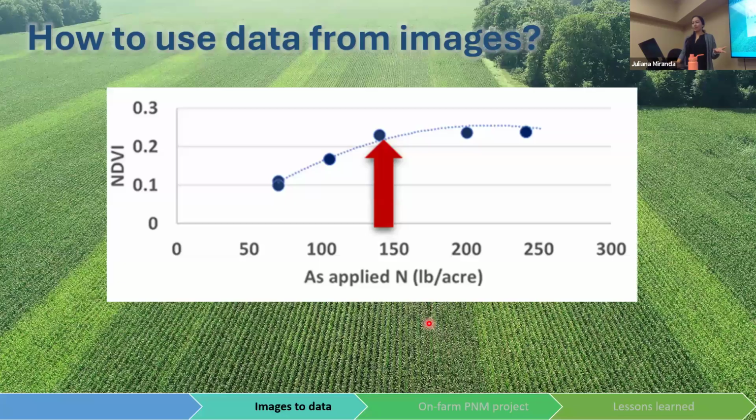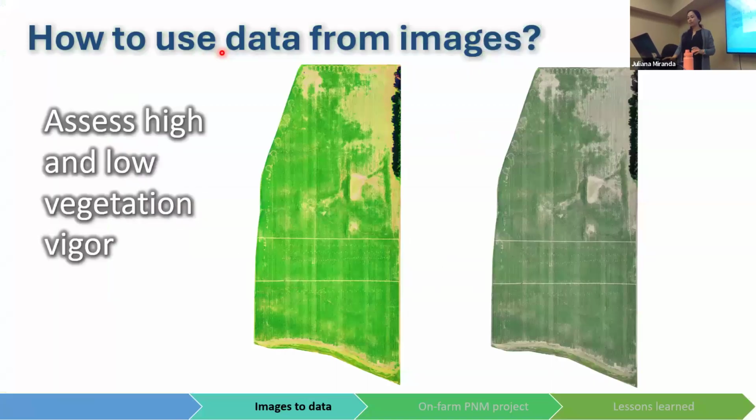So how can we use this data from the images? This can help us to see the optimum rate of a specific product. In our case, it is nitrogen fertilizer. So for example, I apply different rates in a field. And then for that specific rate, I get the NDVI, which is one of the indices that we use. And then I say, okay, after 150 pounds of nitrogen, the NDVI was the same. So I say, okay, this was the optimum rate. And remember this because this is the basis of the project that we conduct.